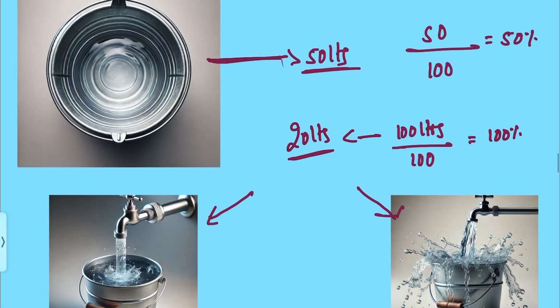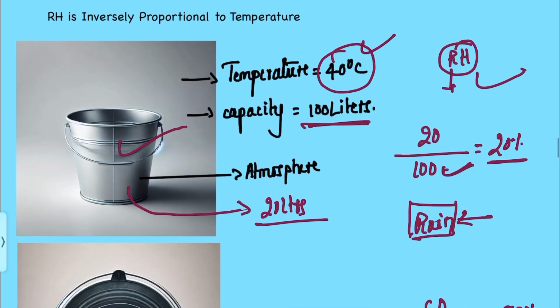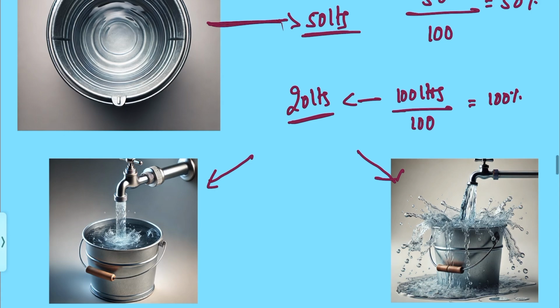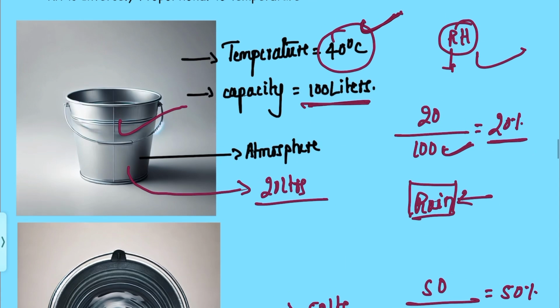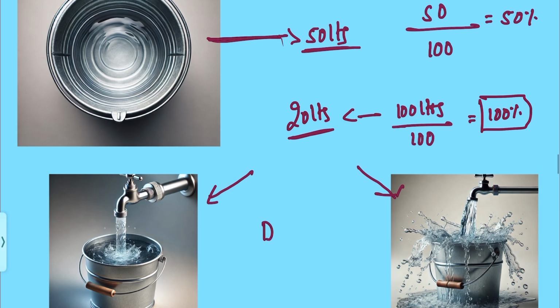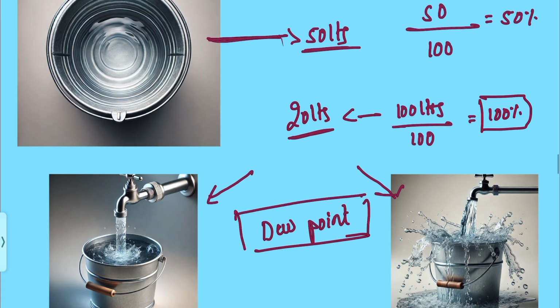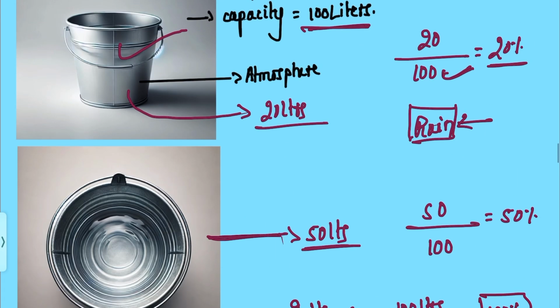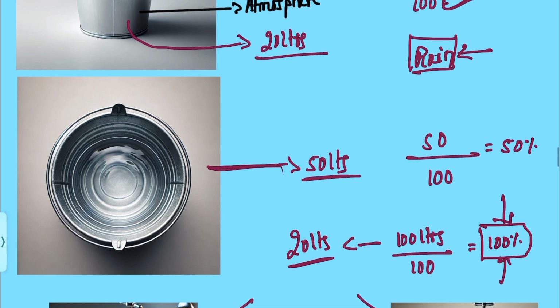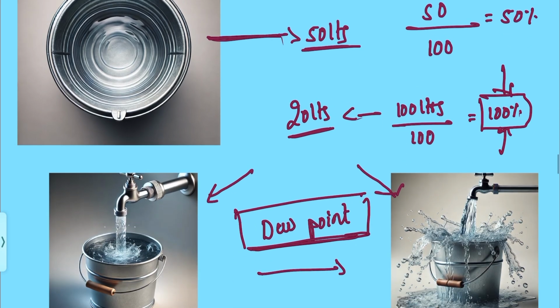So this is what we mean when we say relative humidity is 100%, meaning it cannot hold any more moisture, meaning it is going to rain. And the temperature at which this relative humidity was reached is called the dew point. Getting it? So dew point is actually the temperature at which relative humidity reaches 100%, and any more moisture that you add will spill out in the form of precipitation.